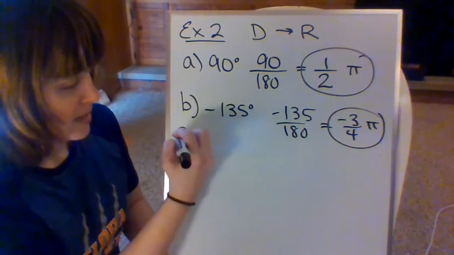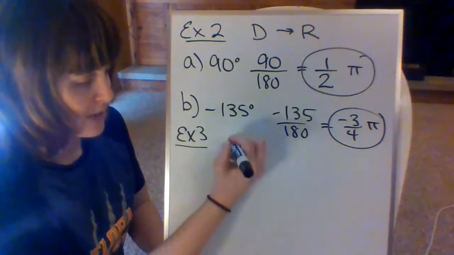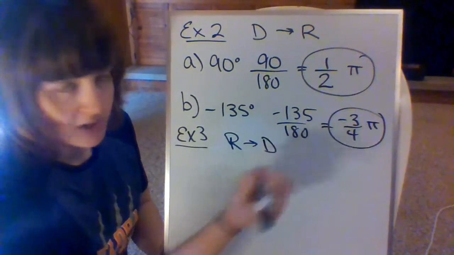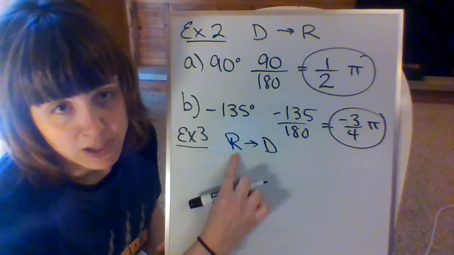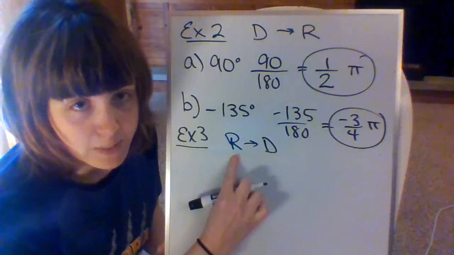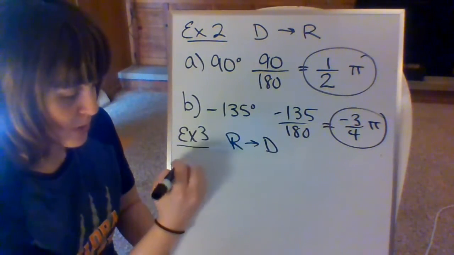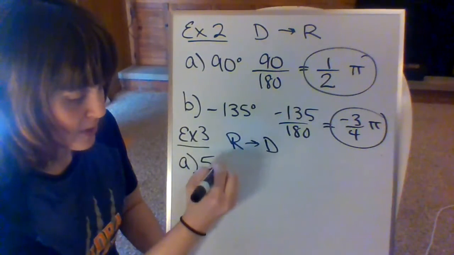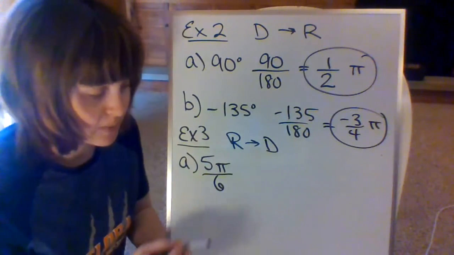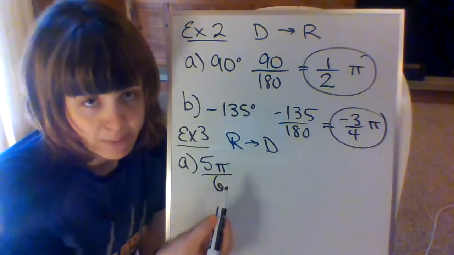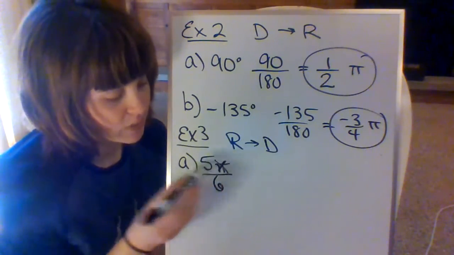Okay? Alright, example 3, we're going to go the opposite direction. So now we're going to convert radians to degrees. And to do that, you're going to cross out the pi symbol and then multiply the remaining fraction by 180. So first one we have is 5 pi over 6. So if you were to cross out this pi symbol, because essentially we're dividing by pi and multiplying by 180, so that's why I'm telling you to just cross out the pi symbol.